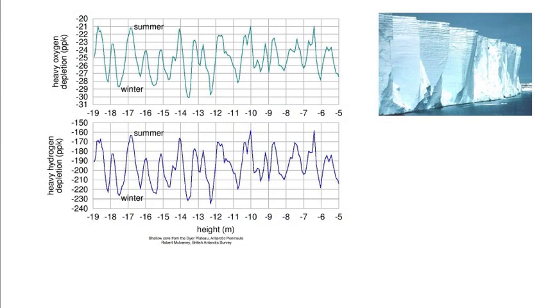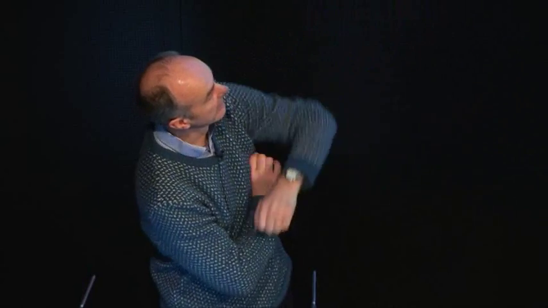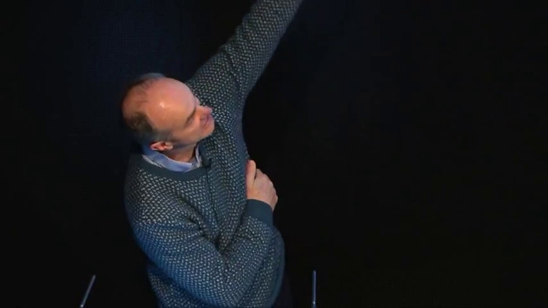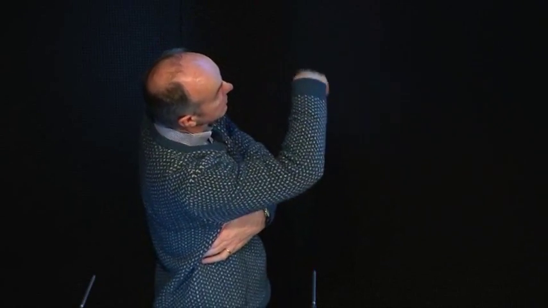First, let's go to Antarctica, and you drill down through the Antarctic ice sheet. You can see stripes there in that photograph. Those are years. Each stripe is caused by a year of snowfall. And as you drill down, you can measure the heavy oxygen depletion and the heavy hydrogen depletion as a function of depth. And what you see is it goes wobbling up and down and up and down and up and down. And those wobbles are years.